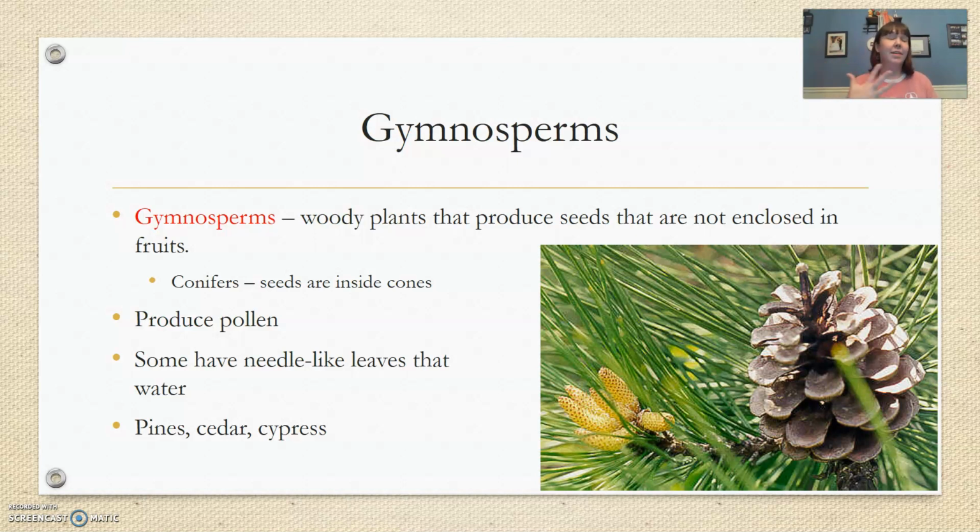And this is what makes our allergies go nuts this time of year, the pollen from the gymnosperms being released into the air. Most of your gymnosperms, not all, but most of them, have needle-like leaves, and that's for water retention. Those needle-like leaves don't allow water to evaporate as easily, so they hold on to their moisture a lot better. So pines, cedar, cypress, when we talked about the boreal forest or the taiga, they had those needle-like leaves because they were more dry areas, and so they needed the gymnosperm to hold on to that moisture.